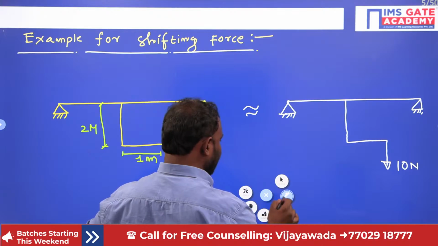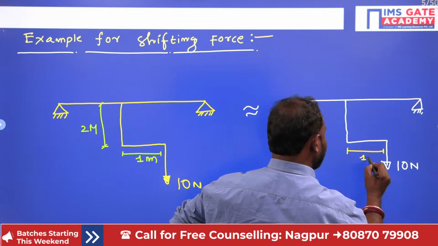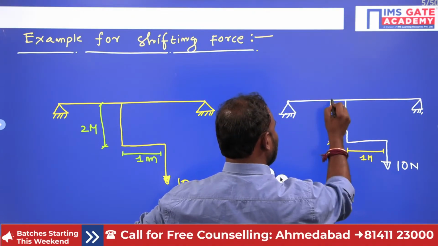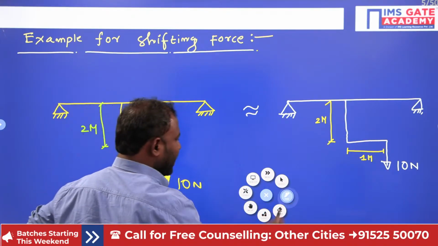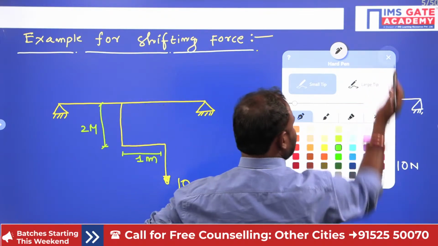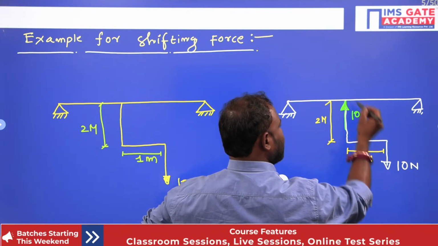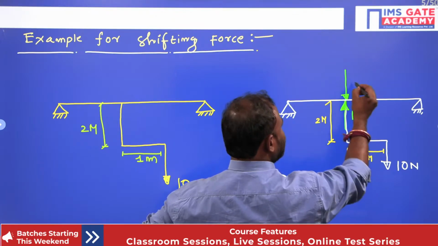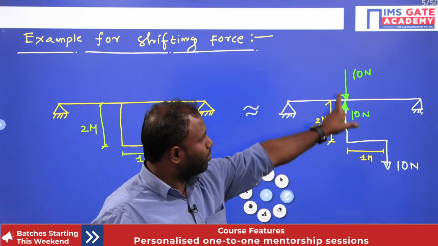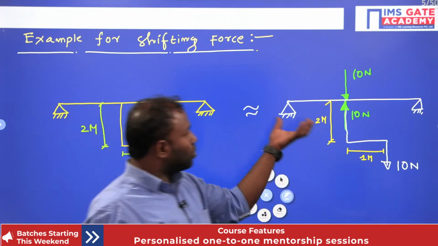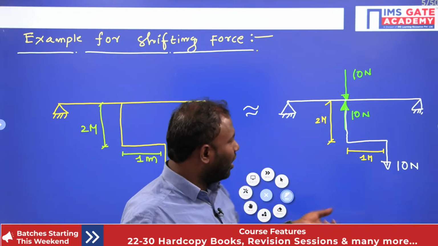As we know, 1 meter. For shifting this force to here, I am supposed to use a 10 Newton force in the upward direction and also a 10 Newton force in the downward direction. Isn't it, guys? A 10 Newton force acting upward and a 10 Newton force acting downward, so that there will be no change in the effect on this body or this beam. Clear, everybody, guys? Okay.